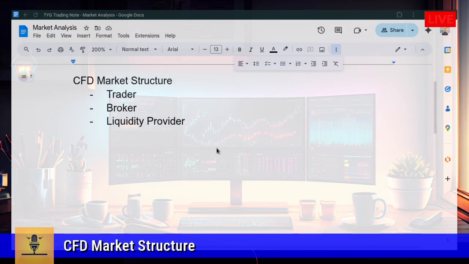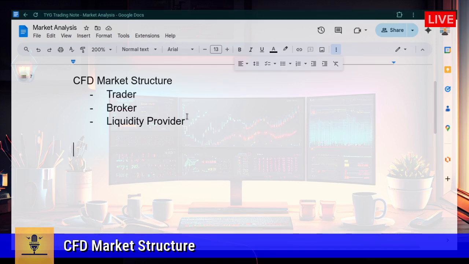I will try to simplify the diagram of market structure so everyone who is lucky enough can understand it easily. The CFD market structure, in short, consists of traders, brokers, and liquidity provider, or in short, LP. Trader is us. No need to explain this part. The participant who comes to make profit.